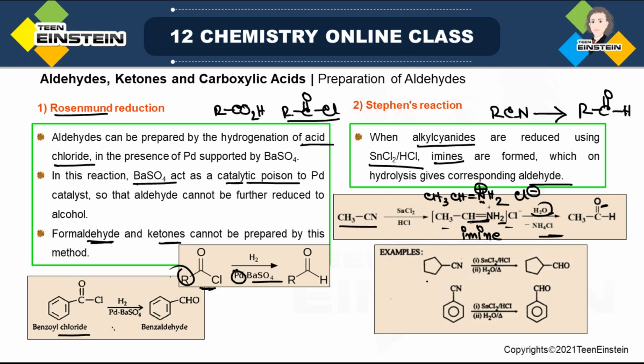Examples, more examples. Cyclic structure, the R group here is a cyclopentane ring, CN, but you have to just focus on this part. For the rest of the part there is no change. R group is Ph, this is intact, only CN is converted to CHO.